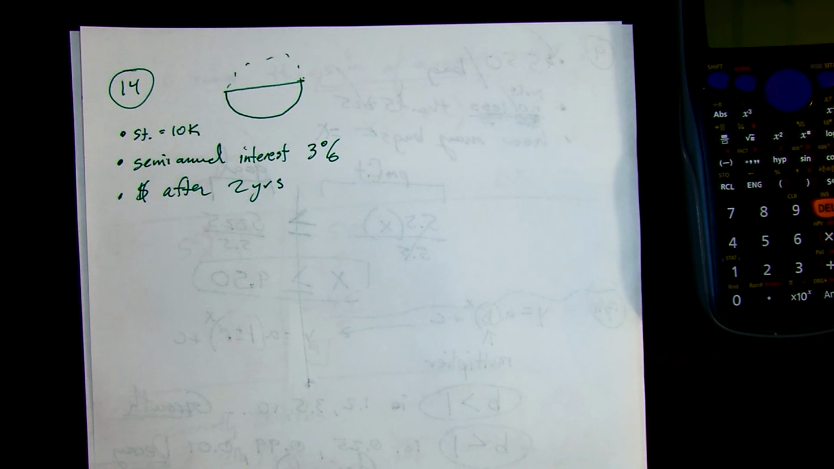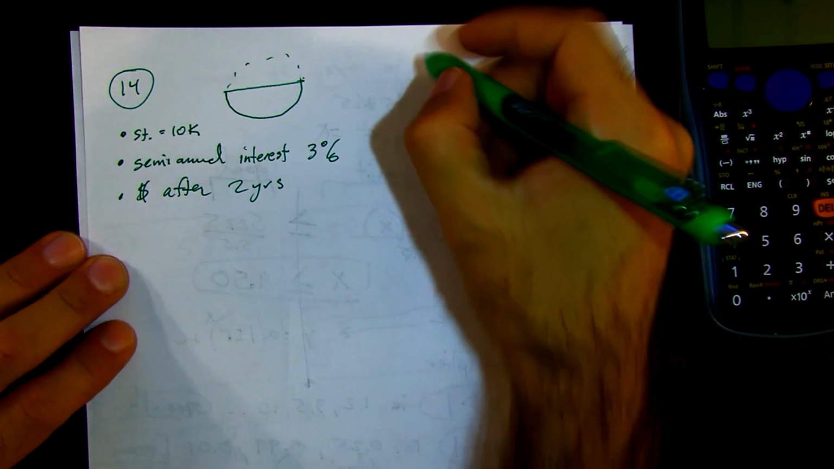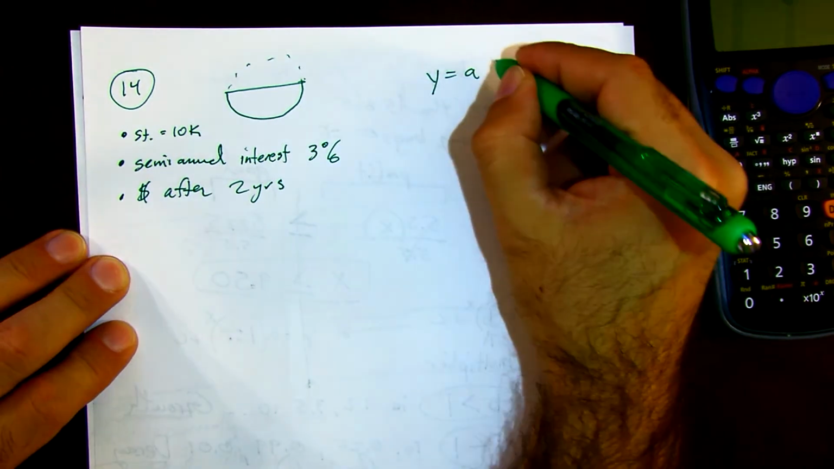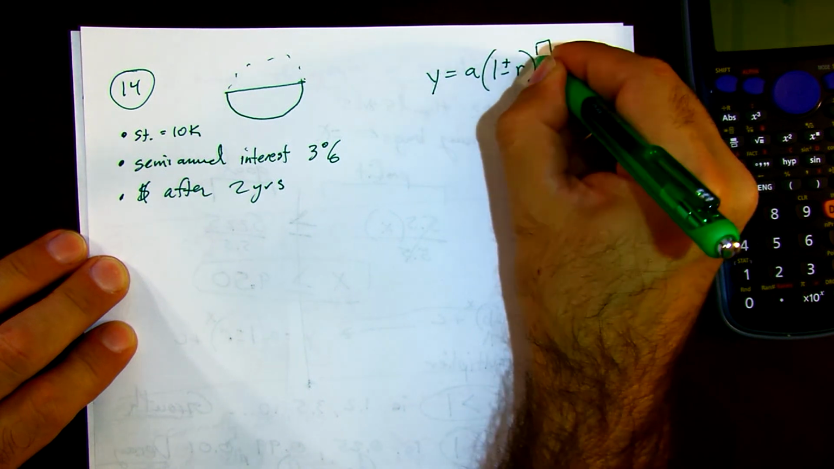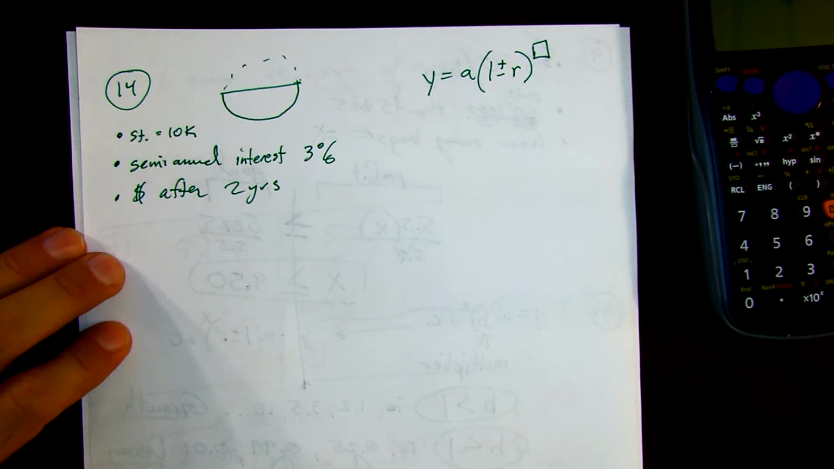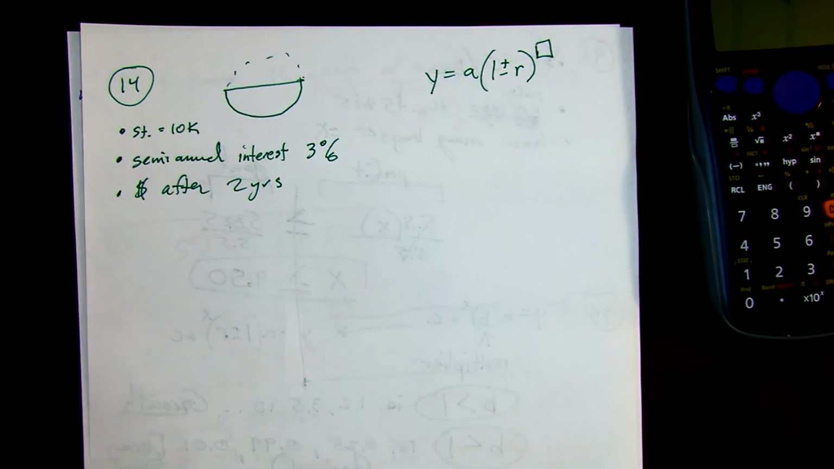So when they're talking about interest rate, and we know Albert invested, because he invested, the semi-annual interest rate is 3%. So it's going to go up when you invest. In this kind of investment, you're going to get some money back. Starting in the same place, y is equal to a times 1 plus or minus r to the box.